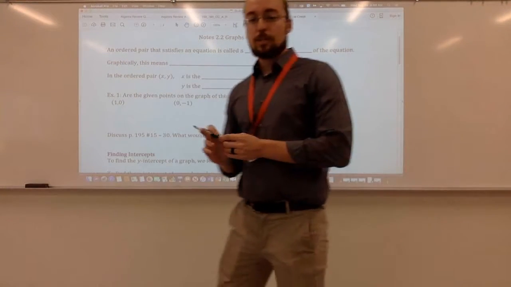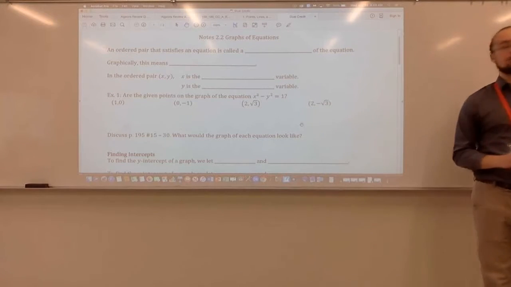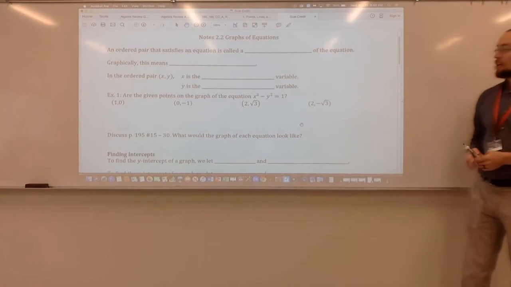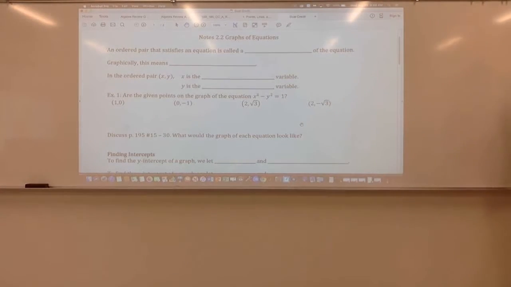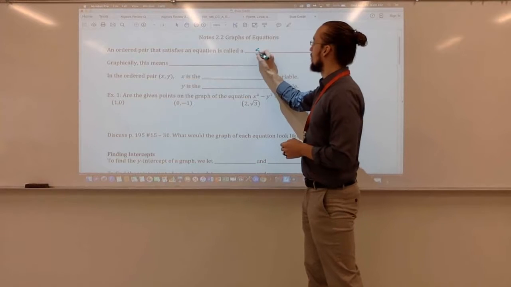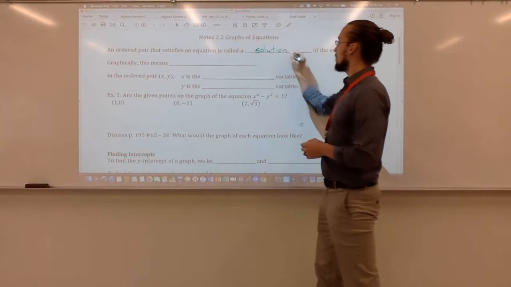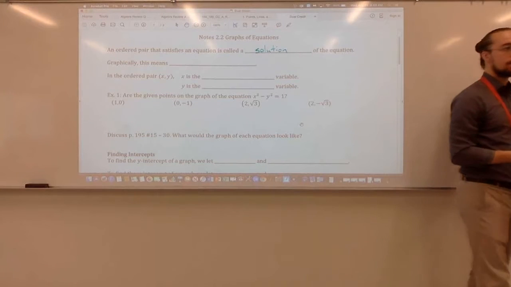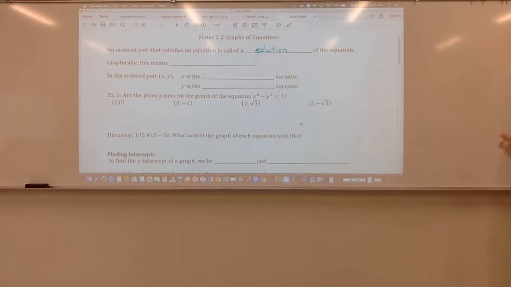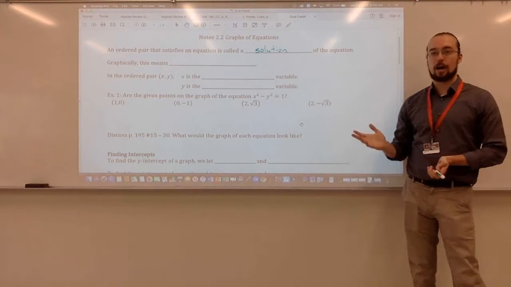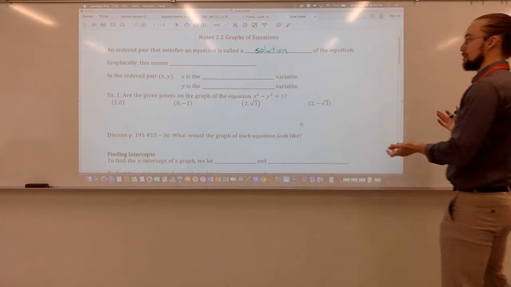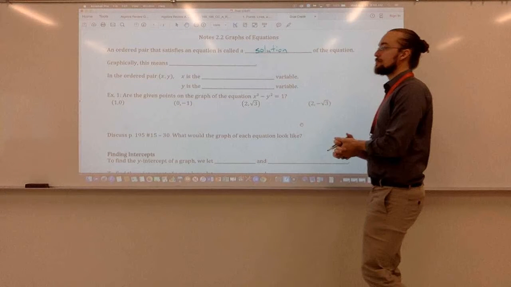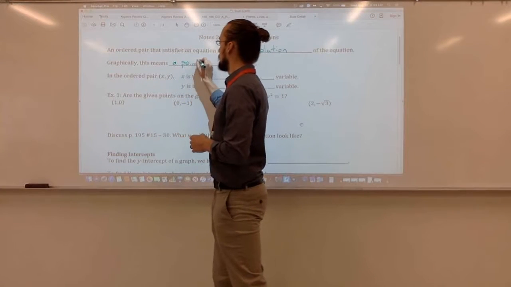We are going to take a look at a few different aspects of graphs of equations here. First, an ordered pair that satisfies an equation is called, in the book, a solution. I don't really like that term because we think of a solution as an x-intercept. The book says a solution to an equation is any point on the graph, but that's what the book says. So graphically, this means a point on the graph.